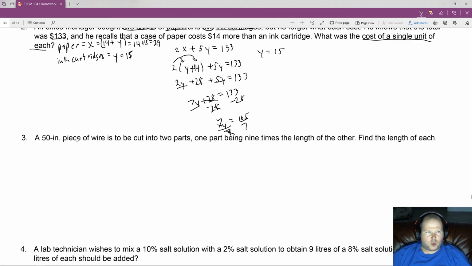We could verify that if we wanted to at this point. So we could say, well, 2 times X, X being 29, plus, we could say the next one, which is ink cartridge, which is 5 times 15. And this whole thing together should cost 133. So 2 times 29 is 58. 5 times 15 is 75. And if we did our math correctly, 58 plus 75 should be equal to 133. And we end up with 133 is equal to 133. So that is in fact correct.